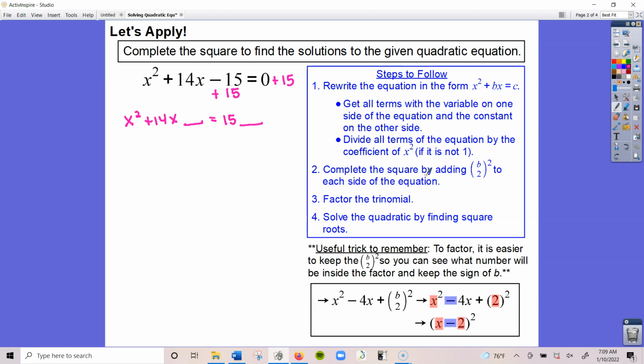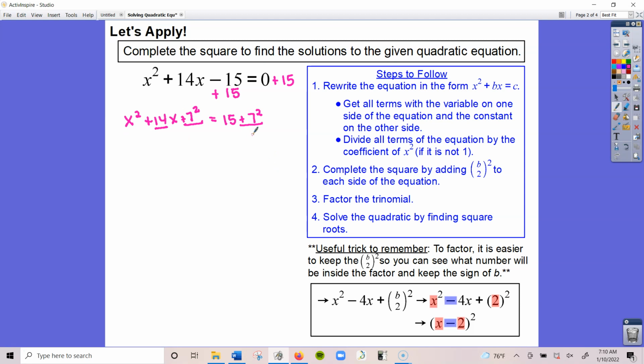Next, we're going to complete the square by adding b divided by 2 squared to each side of the equation. Here, this is b. b divided by 2 is 7, and then we're going to square it, so 7 squared. So I'm going to add 7 squared to the other side. We are always going to add.